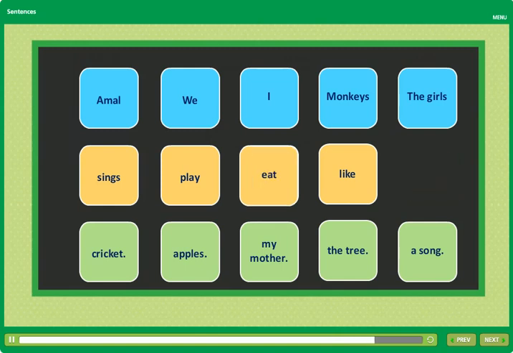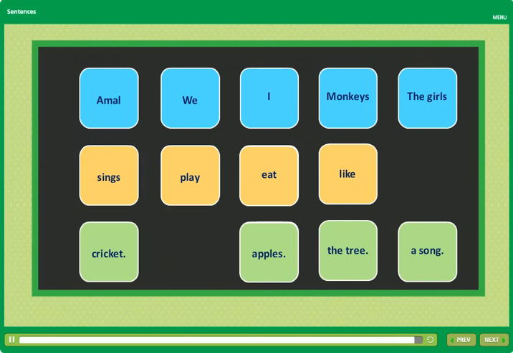Okay, now what do you eat? Can you eat cricket? No. Can you eat the tree? No. Which word will you choose? Apples. Who can read the full sentence? I eat apples.